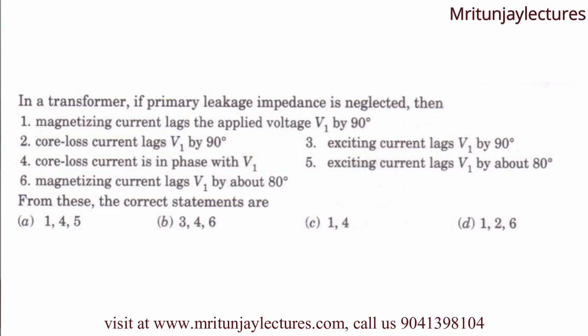Now corresponding to the question: in a transformer, if primary leakage impedance is neglected, then which option is correct? First, the magnetizing current lags the applied voltage V1 by 90 degrees. Second, the core loss current lags V1 by 90 degrees. Third, the exciting current lags V1 by 90 degrees. Fourth, the core loss current is in phase with V1. Next, the exciting current lags V1 by about 80 degrees.